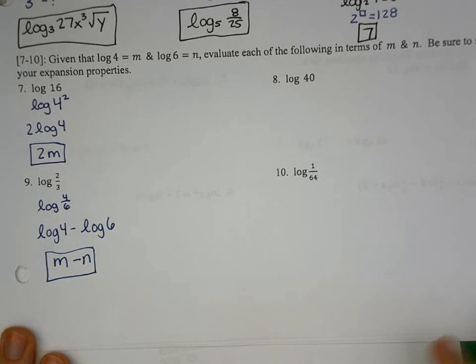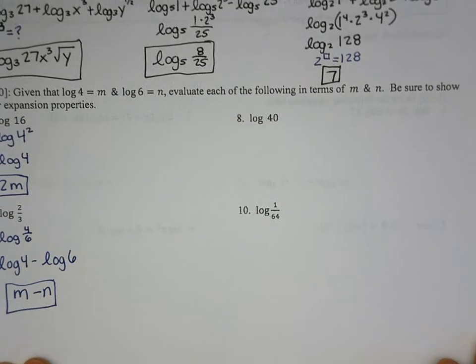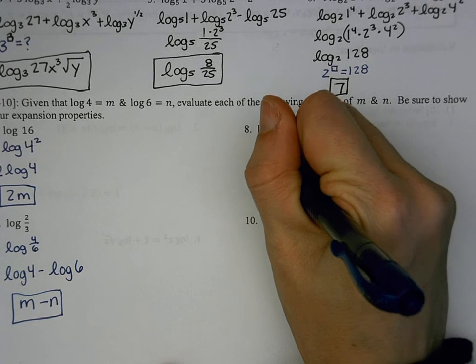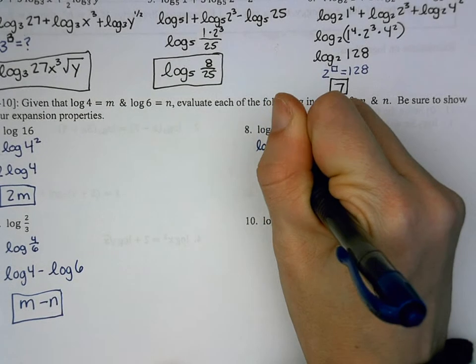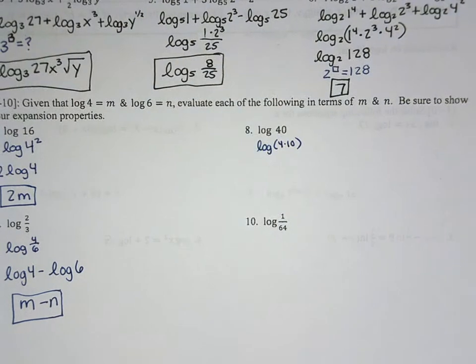Okay, remember, pause the video at some point. Number 8, we have log base 10 of 40. Can I get this to be 4 or 6? Well, looking at this, I don't immediately see 6 coming out, but I do know that 40, using basic math facts, could be rewritten as 4 times 10. That would be 40.